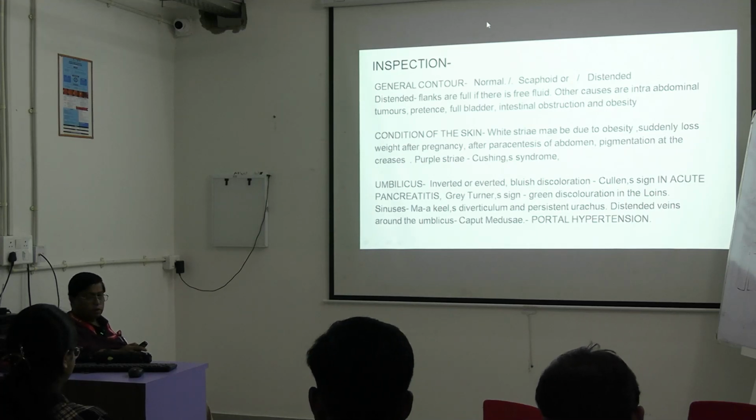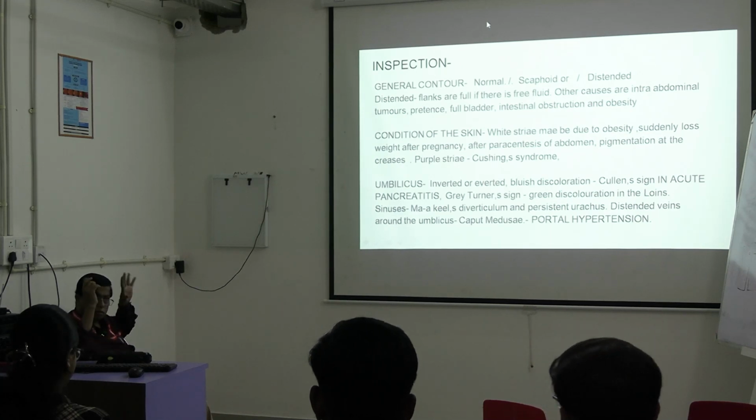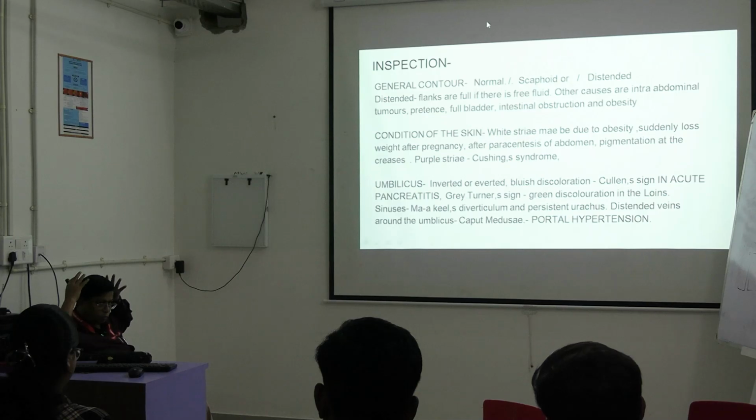Distended veins, very important. We know they are found in portal hypertension, in cirrhosis of the liver. We see distended veins around the umbilicus. It is called caput medusae.